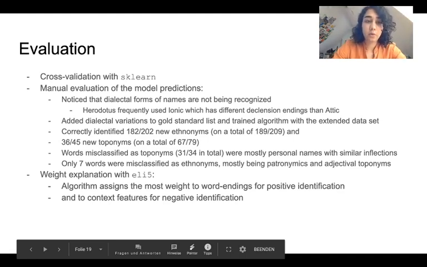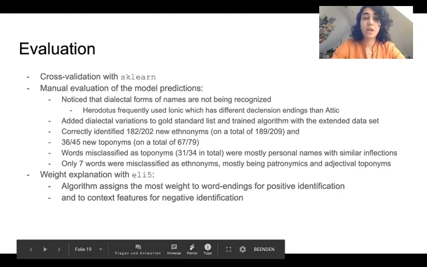For example, a lot of the toponyms that were misclassified were personal names with similar inflections, and the words that were misclassified as ethnonyms were mostly patronymics and adjectival toponyms. For example, Icarian in the string Icarian C.